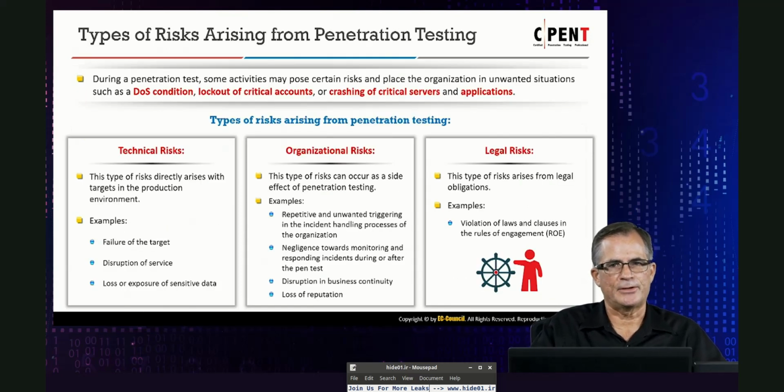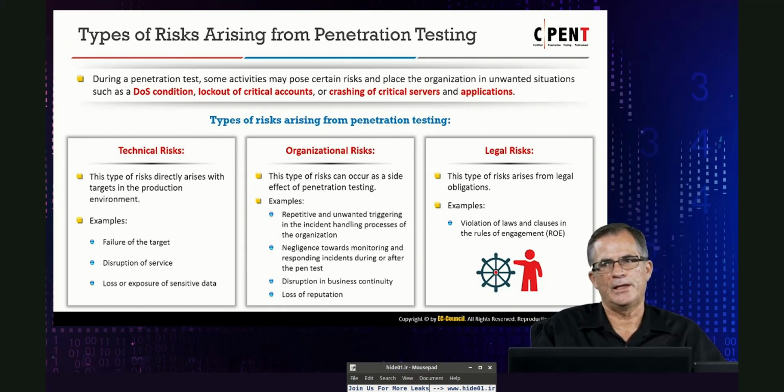Types of risks, we got technical risk, target could crash, service could crash, loss of sensitive data, that's all technical risk. Organizational risk, right? Triggering an incident handling process, those types of things. Negligence of monitoring, disruption in business continuity, and loss of reputation. That's a big one there in organizational risks because you could lose your reputation.